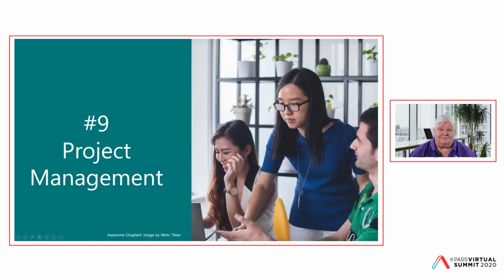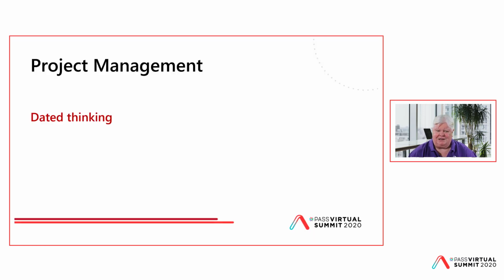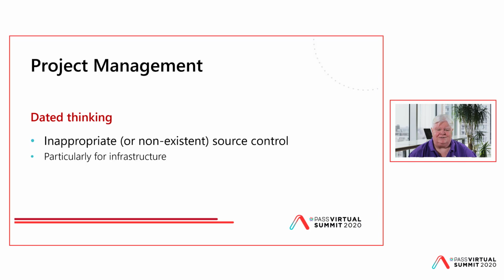Area number 9 is project management. How do you manage projects and what systems do you use for that? Again, dated is where we're not really making good use of source control, particularly in database applications. That's really common, but also for infrastructure.